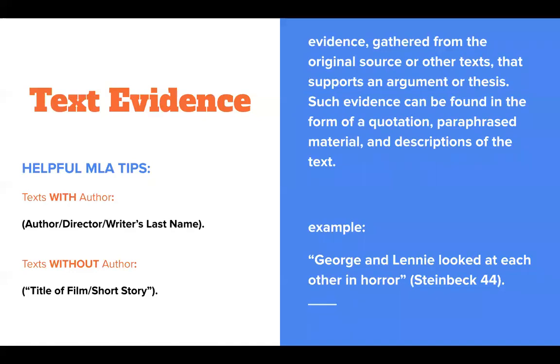Text evidence. There are some helpful tips with an author and without an author. So if you look at both of these, they're a little bit different. A text with an author has the author's, director's, or writer's last name in parentheses and ending with a period. Text without an author has the title of the film or short story in quotations and also in parentheses with a period. So text evidence is evidence that's gathered from an original source or other text that supports an argument or a thesis. So if you paraphrase or directly take any information from a text, it must be cited. The example of George and Lenny is below.